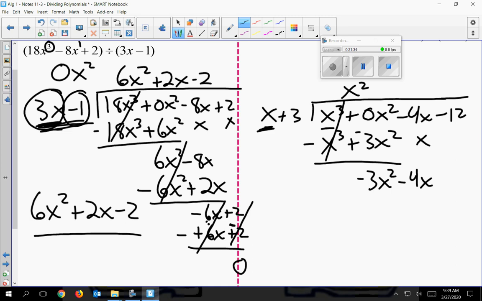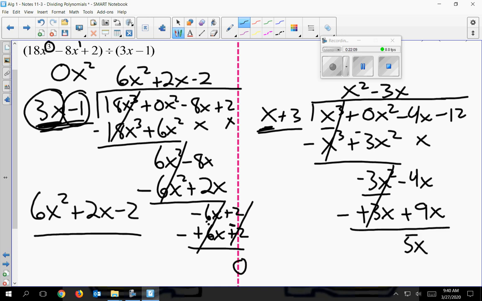How do I make 3x into negative 3x squared? Well, I think I'm going to have to multiply it by a negative, and it'll be 3 and x. So distribute that to your divisor. So I get negative 3x squared plus, or I'm sorry, minus 9x. Go ahead and subtract that. So it's going to change the signs. These will cancel each other out. This gives me 5x. Bring down the next term.